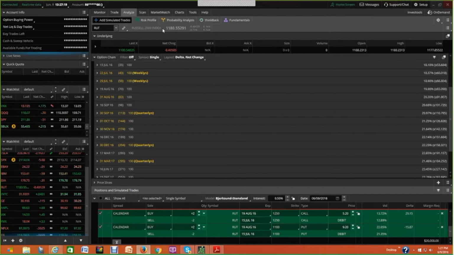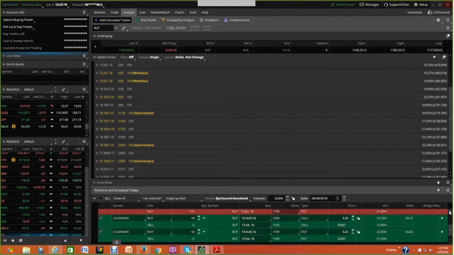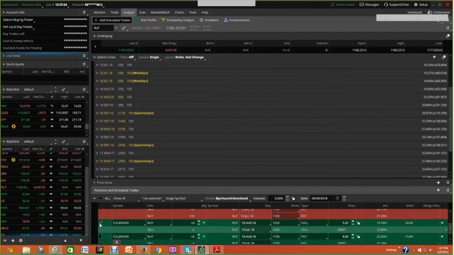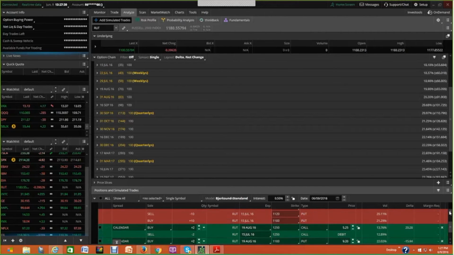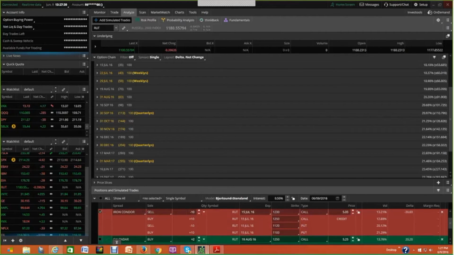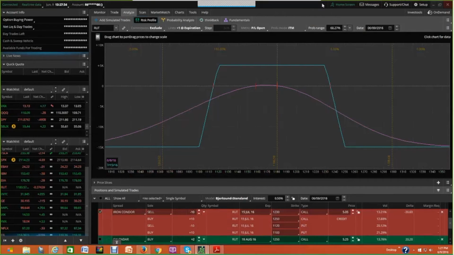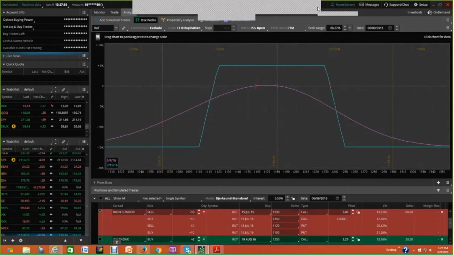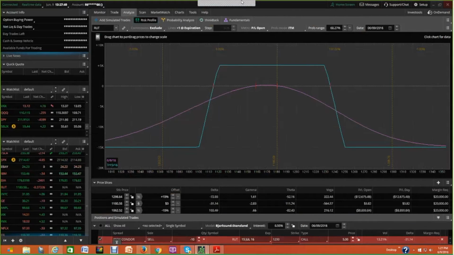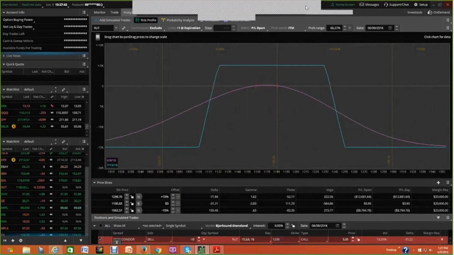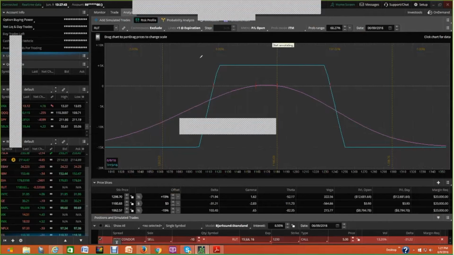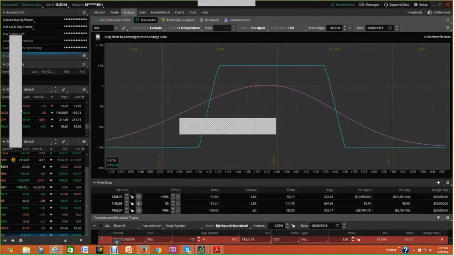Here's an Iron Condor, the exact trade I talked about, folks. So here's the Iron Condor, right? That's the trade. There's the Iron Condor in the Greeks that we talked about. So we're buying the, I'm going to go over it with you now.